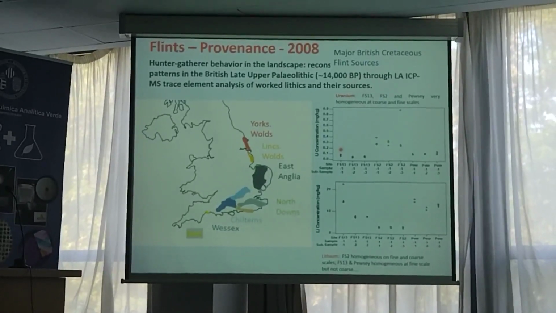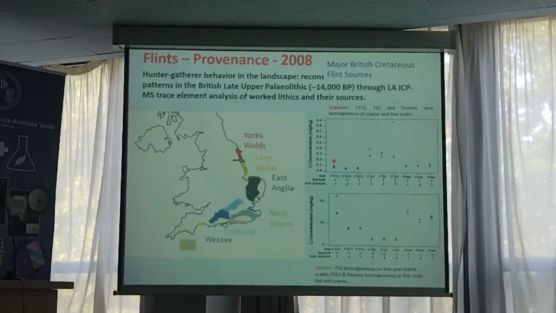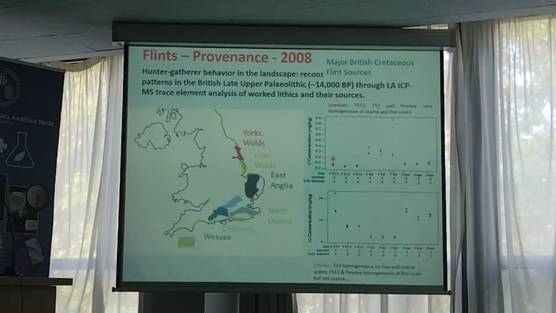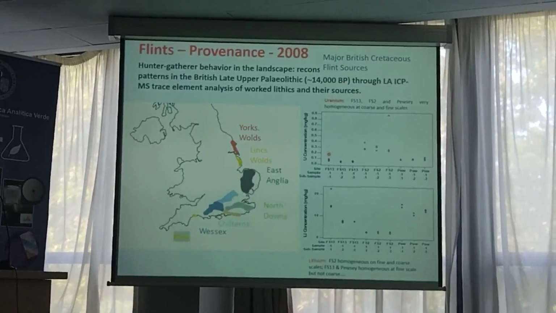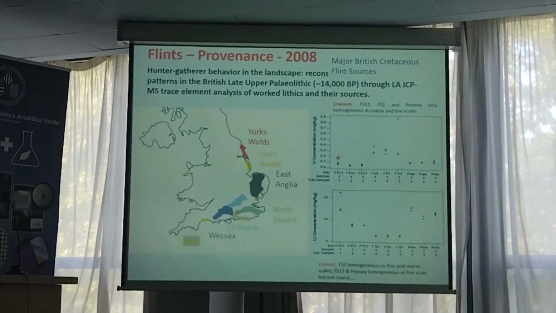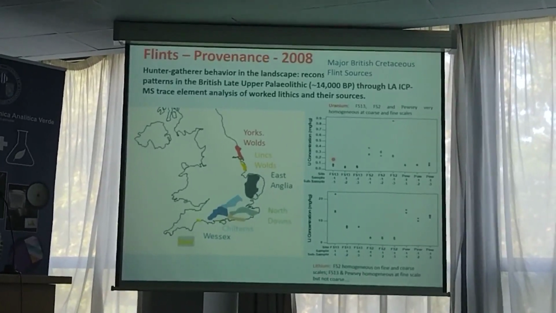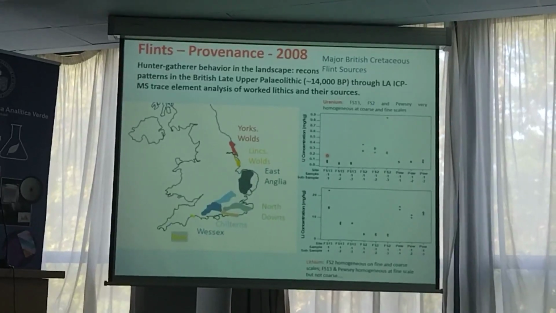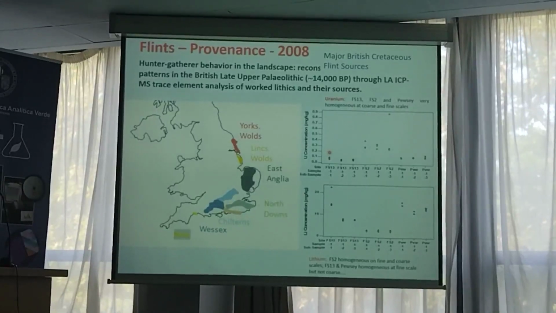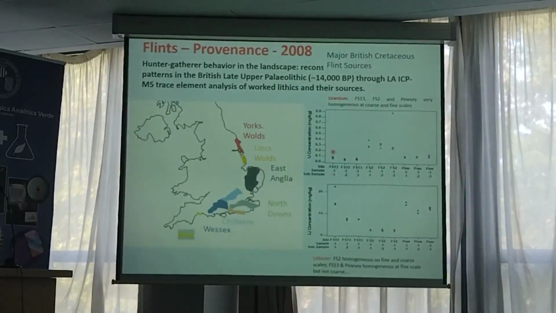And this started with a project in 2008 with Professor Paul Pettit, who is now at Durham University, and Marcy Rockman, who was at the time working for the USGS. They were interested in hunter-gatherer behavior in the landscape and reconstructing patterns of the British late Upper Paleolithic, 14,000 years ago. The idea was to use laser ablation of flint tools to look at transport, trading and mechanisms. But to do this, we needed a database of real samples.